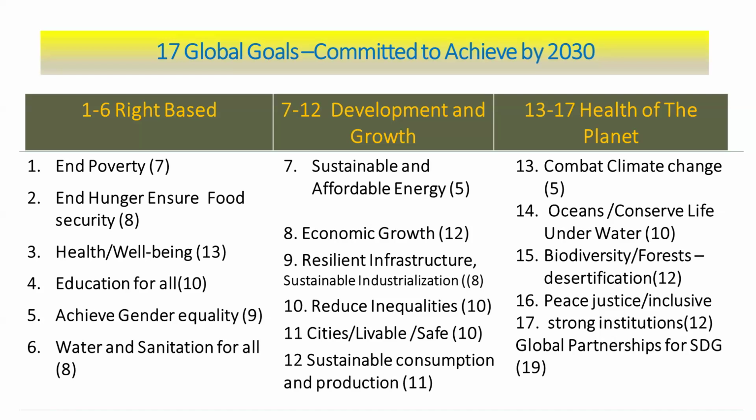Now, education for all has 10 targets, from provision of infrastructure to access to school, school environment, and transport. Everything is there in the school.